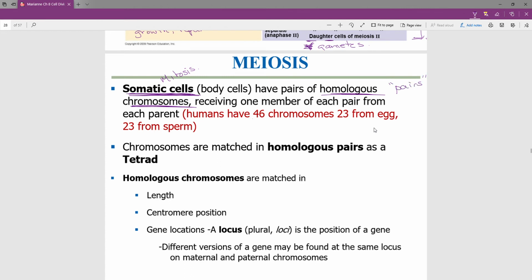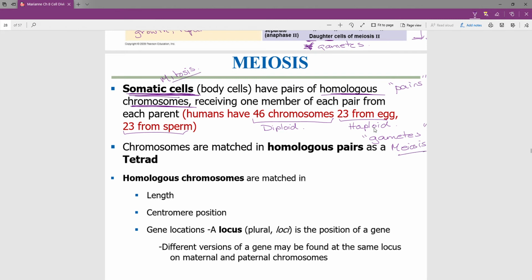And so humans have 46 chromosomes. That's their diploid number. That's their full set. 23 from the egg and 23 from the sperm. And these were haploid. The fancy name for these are gametes. So gametes are made through meiosis, and somatic cells are made through mitosis.